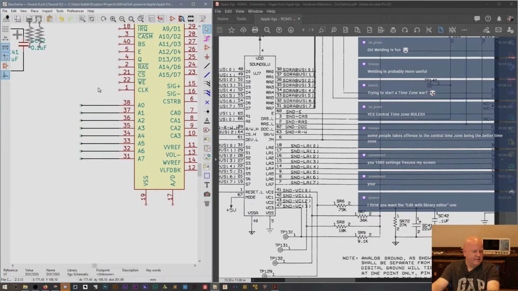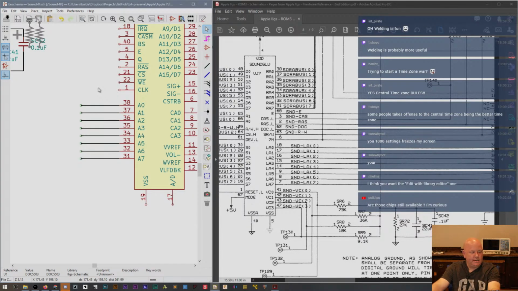Welding is probably more useful. Yeah, I mean, it depends. I am single, so I might get more use out of the guitar, but yeah. Your 1080 settings freezes my screen. Sorry, I don't know how I can do anything about that.